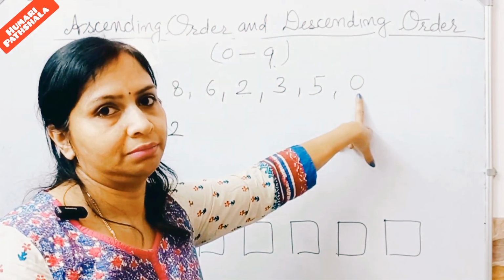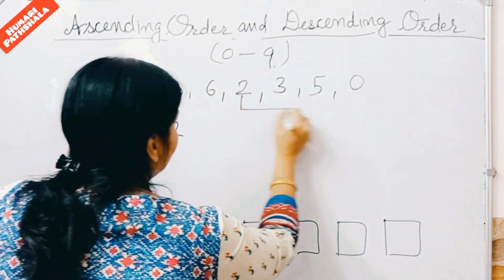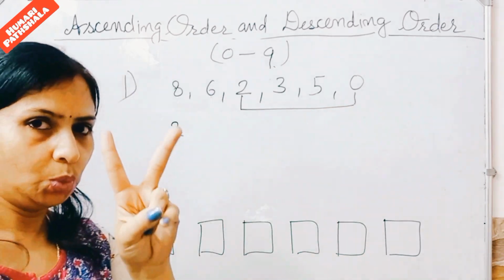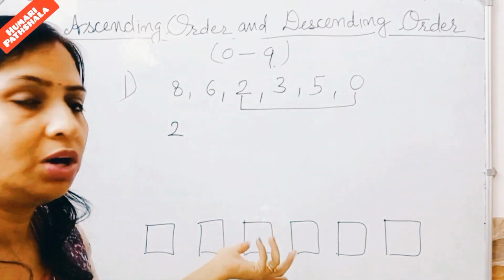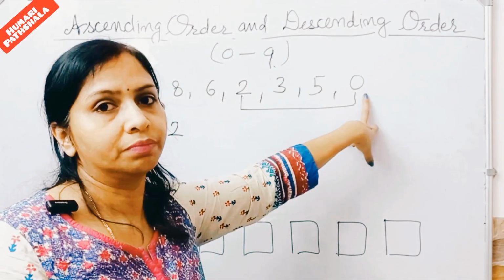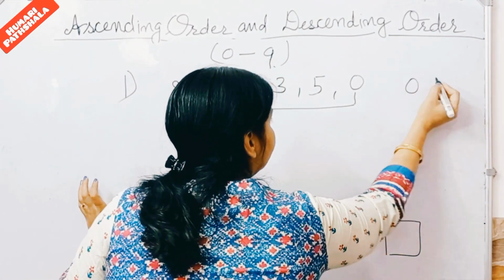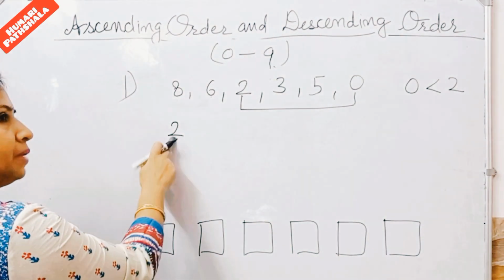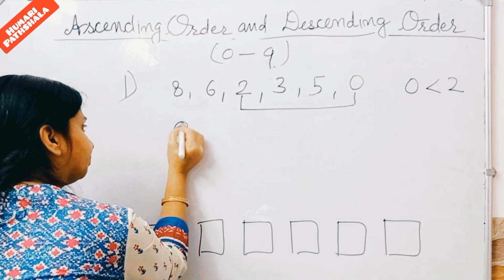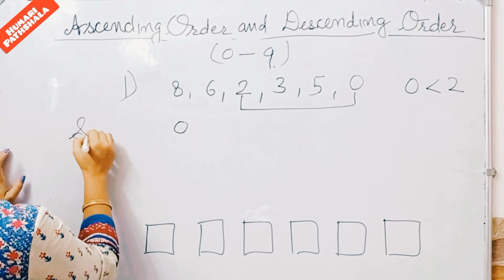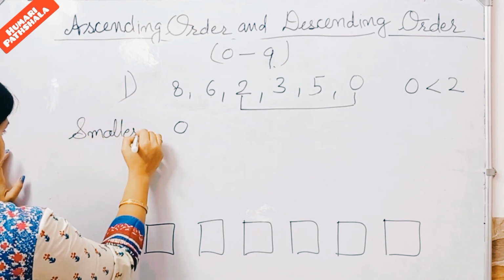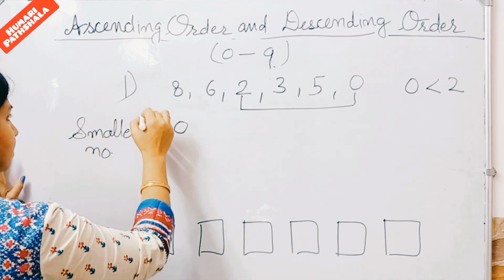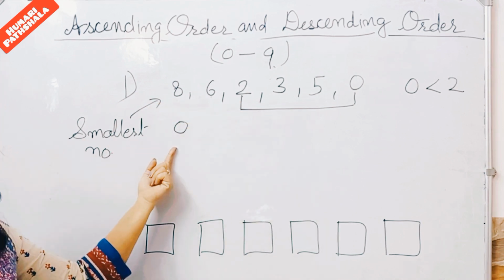0 means nothing. So when we compare 2 and 0, it is 2 and nothing. Which one is smaller? 0 is smaller than 2. So now we'll replace this number by 0. The smallest number in this group is 0.